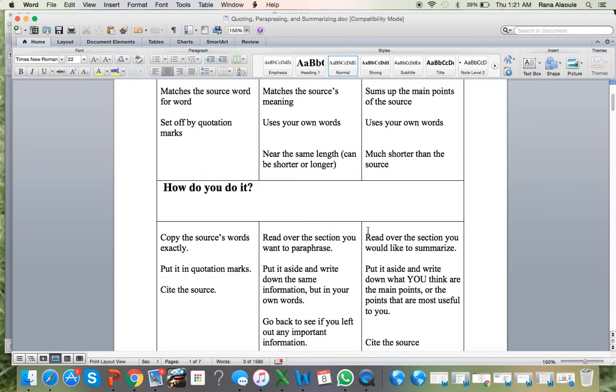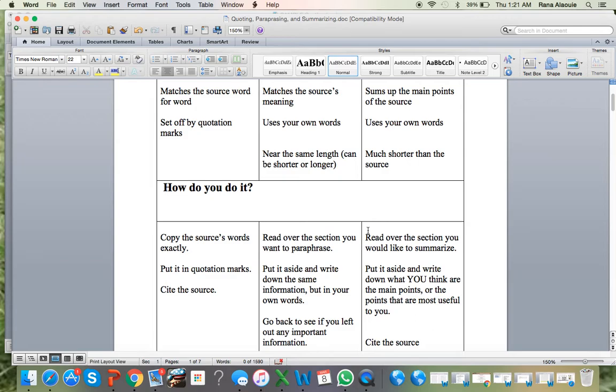What I mean by word for word is you are paraphrasing that sentence, or that paragraph. So what you're explaining to somebody should be about the same length as what you read. Very different than summarizing. If you look here, summarizing is not that different, but it is different. When you read over the section that you would like to summarize, put it aside as well.